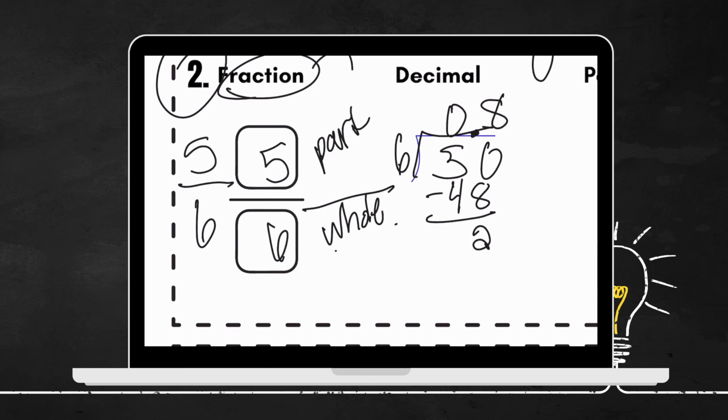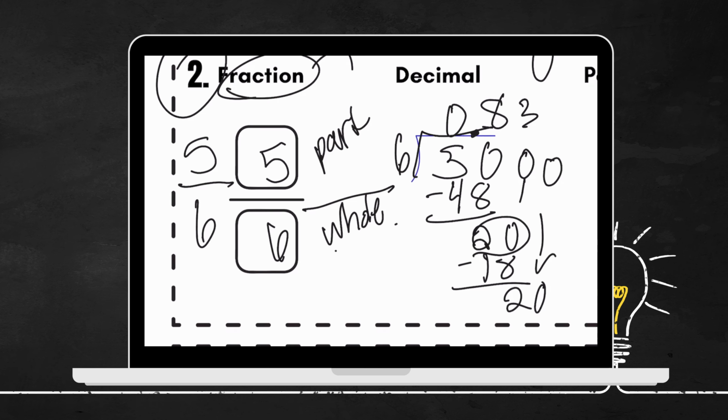6 does not go into 2, so I'm going to drop in another 0. 6 times 3 is 18. So that gets us close to 20. 3 times 6 is 18. I subtract, I get a 2. Uh-oh, so I'm going to start recognizing a pattern. I bring down, I have a 20 again. So it's going to go in 3 times. 3 times 6 is 18. And now we know that this is a repeating decimal.